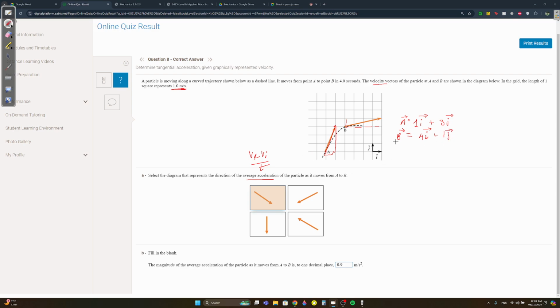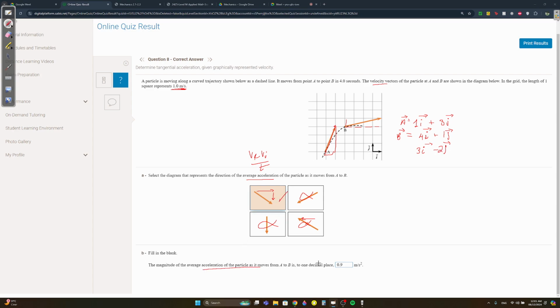Okay, we're gonna subtract final minus initial. 4 minus 1 is 3i. 1 minus 3 is minus 2j. So which one is it? Is it this one? Obviously no. Is it this one? No, because this is negative I. This is also negative I. This is positive I, negative j. And we have that, right? So it's gonna be this one.